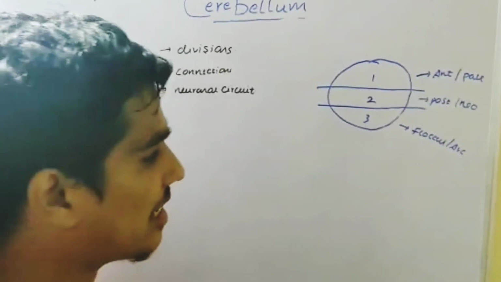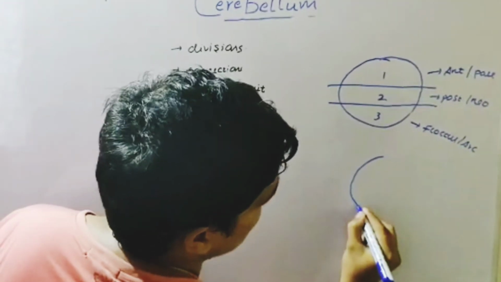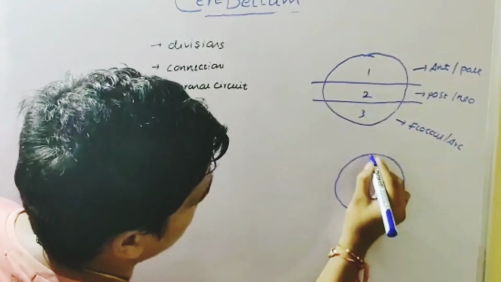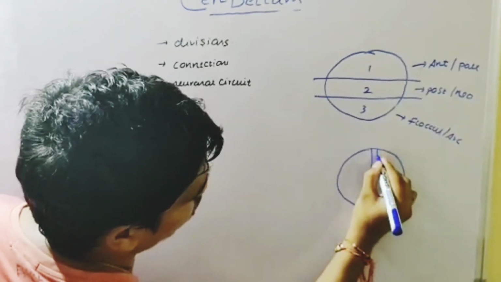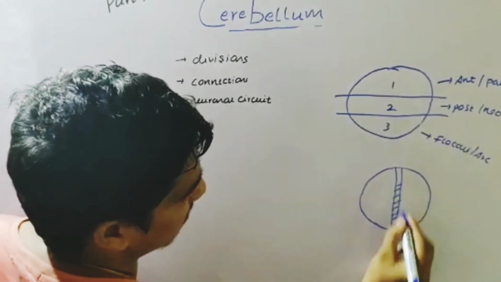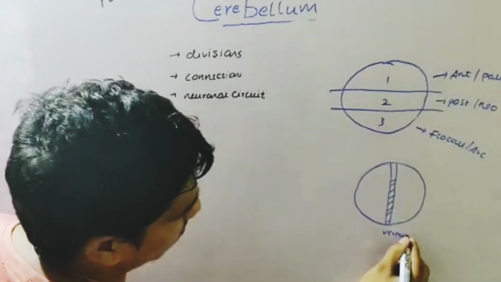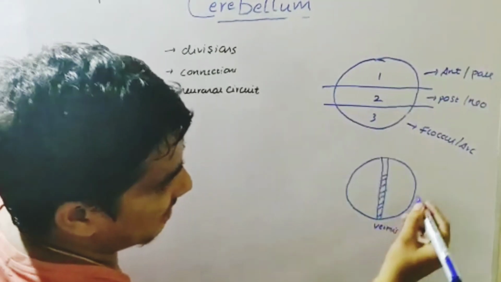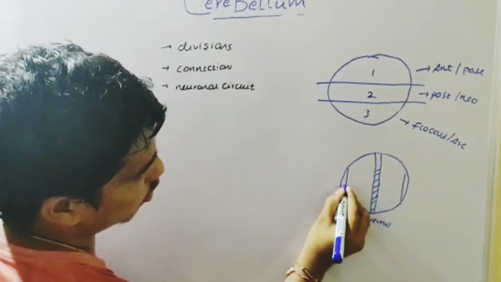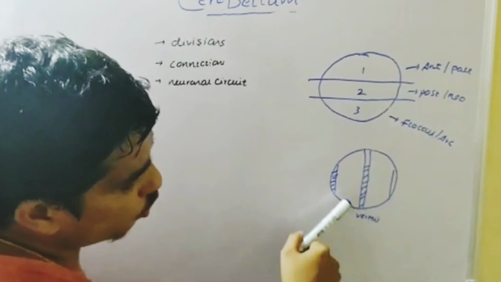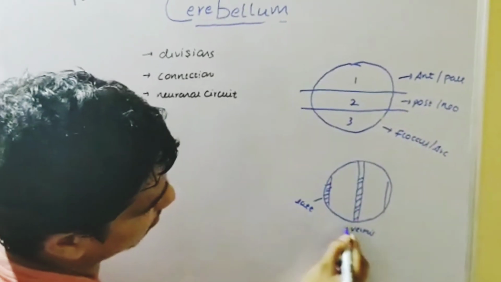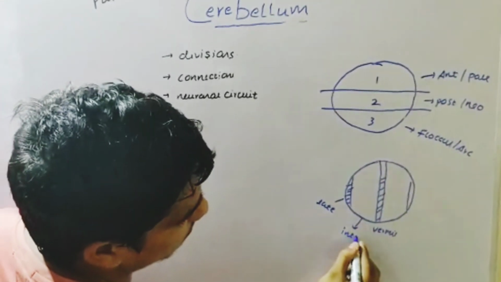If we are going to see the functional classification, once again draw a diagram. That is a circle. This circle is now divided into 2 equal regions by a middle part called the vermis. Now on either side, the lateralmost part is known as the lateral zone. The zone present between the vermis and the lateral zone is termed the intermediate zone.